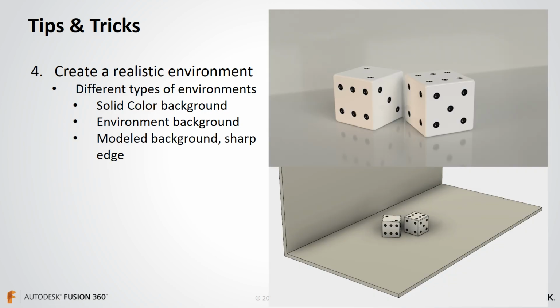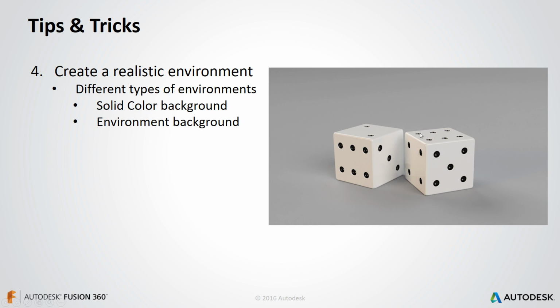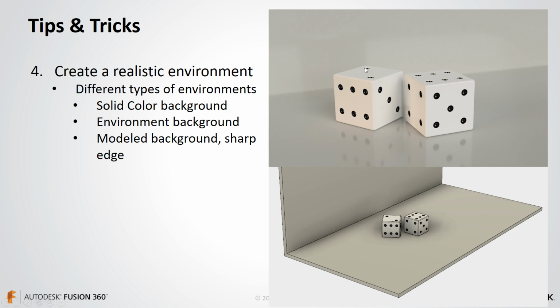The next option is to actually model your own background. In this example, I did a sharp edge. I basically created a wall and a floor with a sharp edge. And you'll notice when I render, it actually looks pretty cool, I think. I'm getting some color refraction off of the background. The dice look a little bit warmer than here, which is a gray background. But here you can see a little bit more of the tan colors reflecting on there.